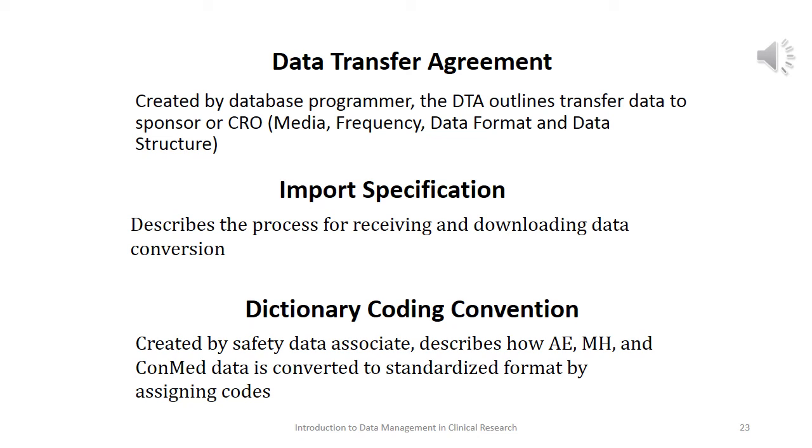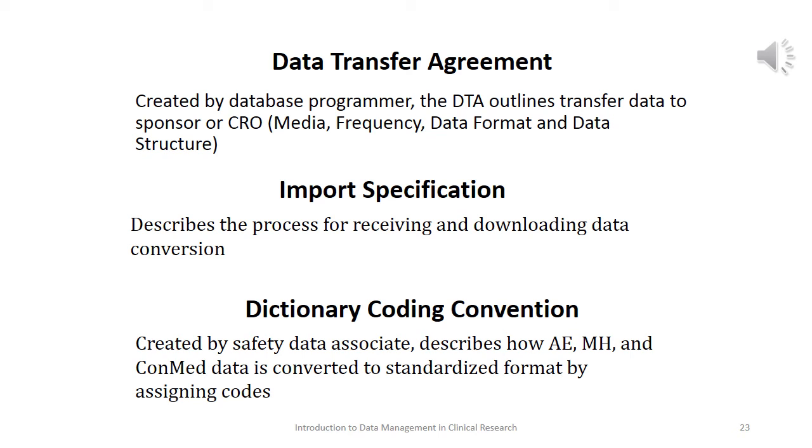This describes the process for receiving and downloading data conversion. And then we'll have the dictionary coding conventions. This is very important. This will be created by the safety data associates, so someone from our safety team. And it describes how adverse event, medical history, and concomitant medication data is converted to standardized format by assigning codes. So we'll use a series of dictionaries for this.